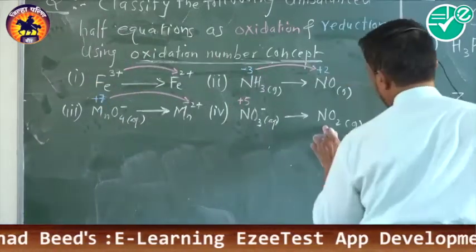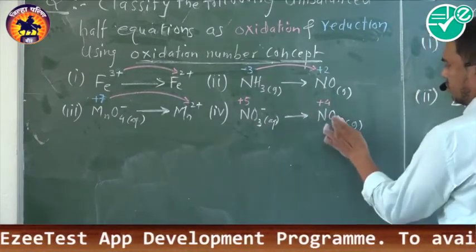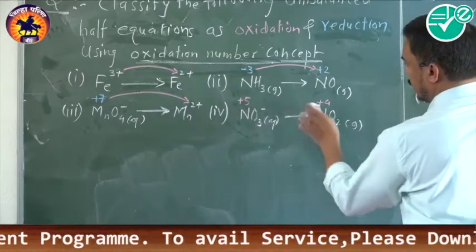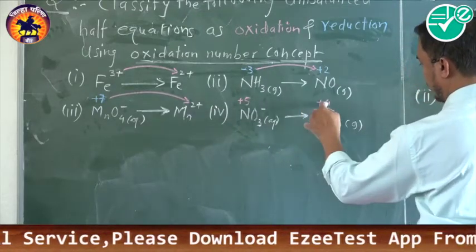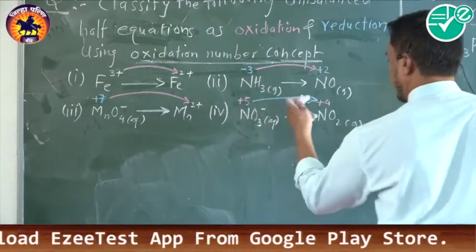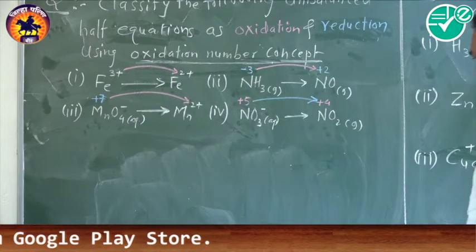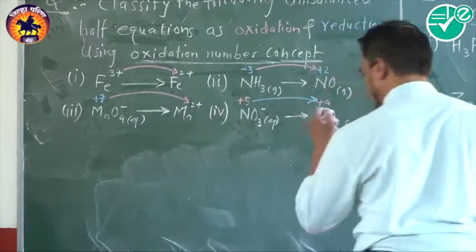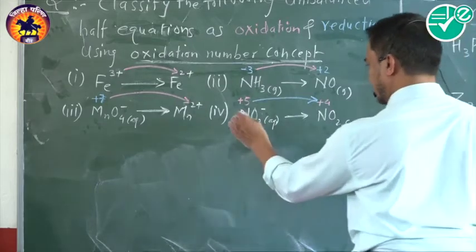Here the oxidation number of nitrogen is +4, as the oxidation number of 2 oxygen is -4. So here nitrogen changes its oxidation state from +5 to +4. Again the oxidation state decreases from +5 to +4. So this process, as the oxidation number decreases, is a reduction: 1 electron is gained by nitrogen.